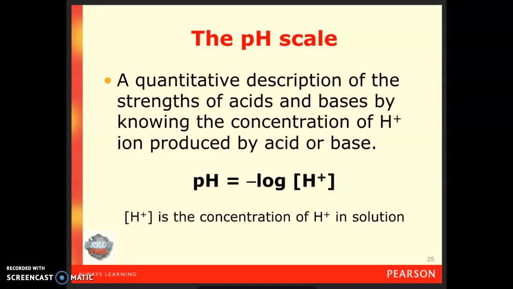And so the pH scale is a quantitative description. It's numbers oriented. It tells us the relative strengths of acids and bases to each other, and it does so by telling us and relating to us the amount of hydrogen ion that is present in an acid or a base. Now you may be thinking to yourself, well, wait a second. How much hydrogen ion is there really in a base? After all, there's a lot of hydroxide.